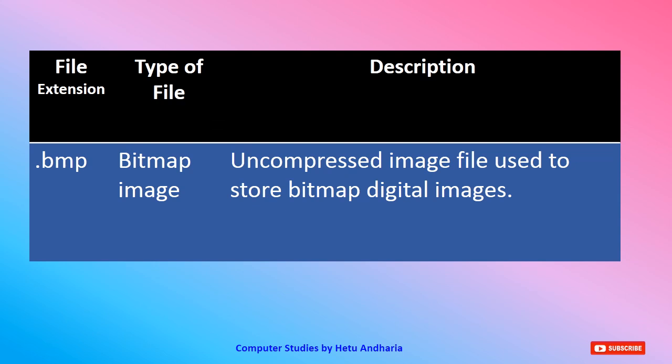Now we are going to have a look at the commonly used image formats. The first one is .bmp. The file extension is .bmp. The file type is bitmap image, and the description is uncompressed image file used to store the bitmap digital images. Here I have not marked the MCQ answer in blue color. So here each image explanation could be forming an MCQ.